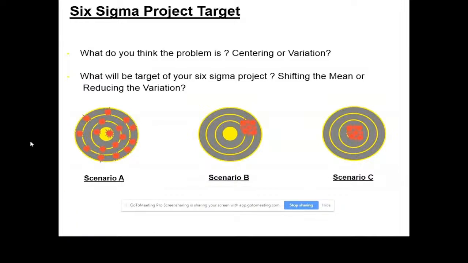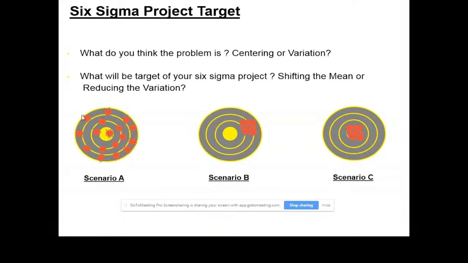So if you're able to give answers to this slide, Scott, you are able to understand the concept of Six Sigma, the entire concept. Then the rest of it is just going through some tools and techniques.